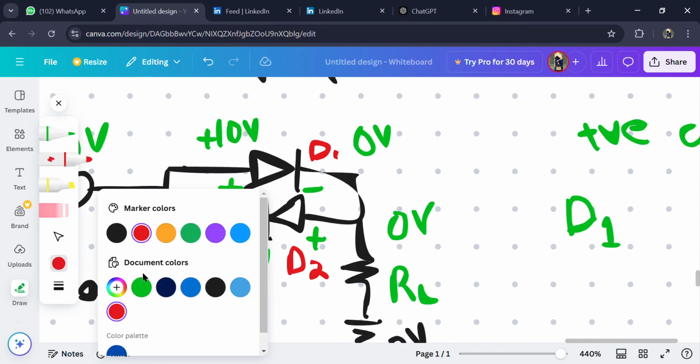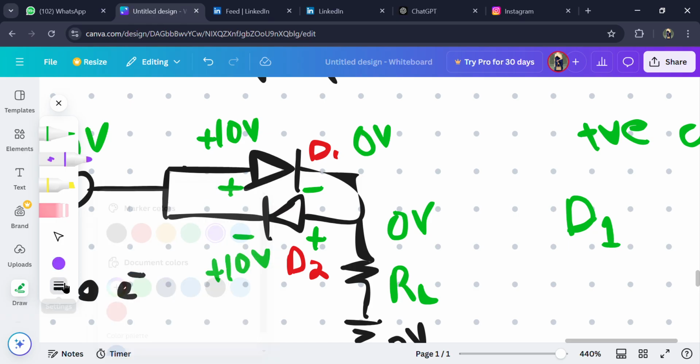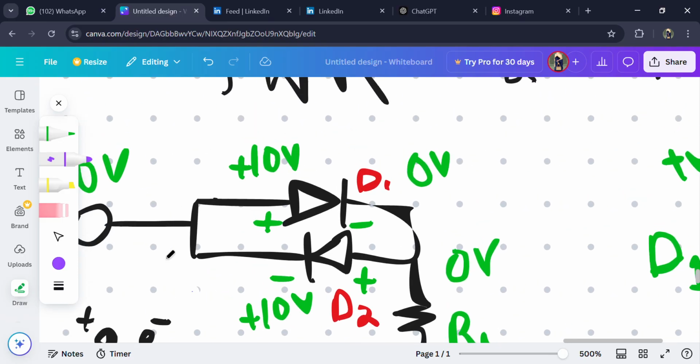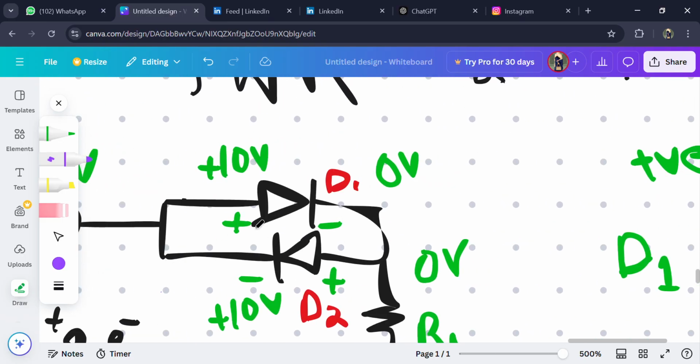So for the consideration, let me change my pen's color and reduce its weight. Okay, positive cycle. First of all, we all know that the positive cycle is actually facing the positive side of the wave as well. So first point, we are facing the positive cycle, and we all know that positive charges repel each other.